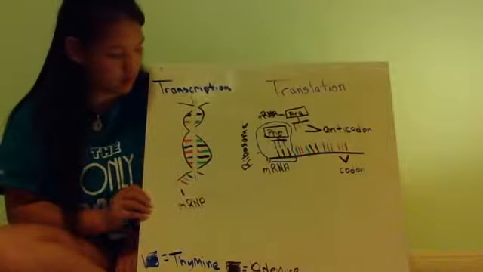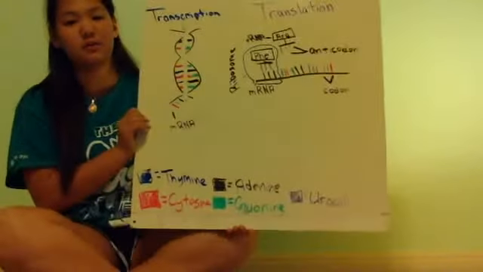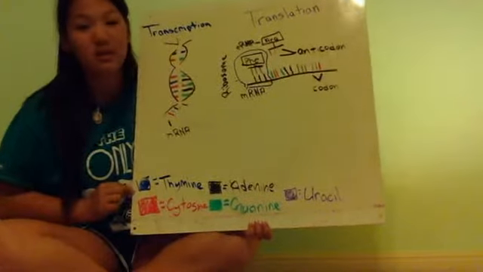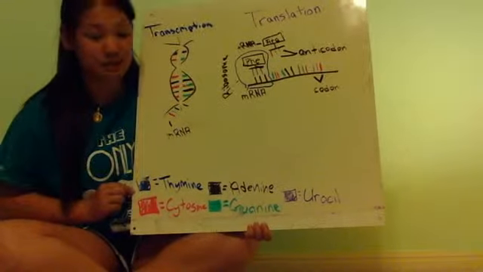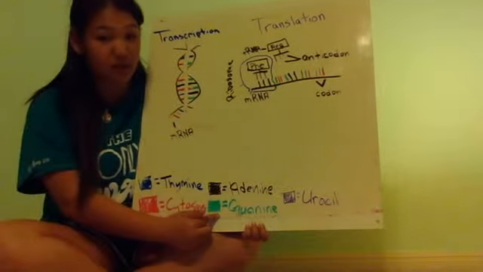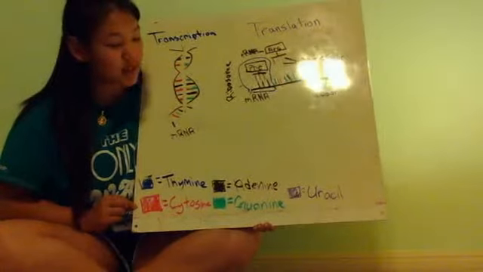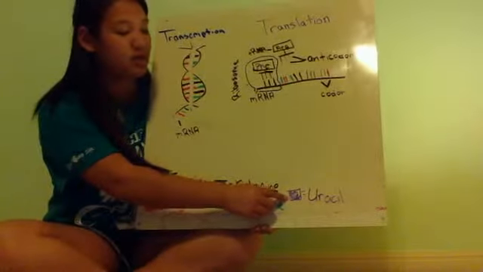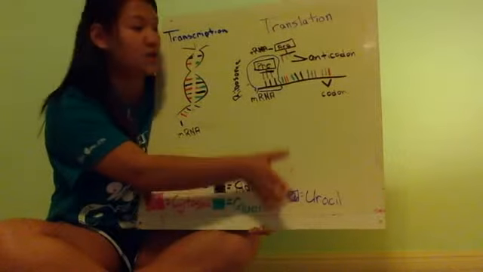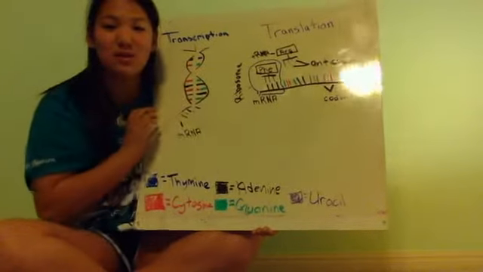After we go through transcription, oh, you should probably see this part too. By the way, this is a key down here. So the blue is thymine, A is adenine, green is guanine, and red, or it looks pinkish, I guess, is cytosine, and then this purple right here is uracil. We're actually going to talk about this, so let's go into this.